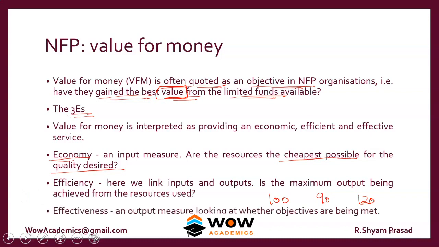And the last one is effectiveness. Effectiveness looks not at the number of people being treated, but whether the hospital has finally achieved its objective. What is its ultimate objective? To reduce the total number of infections and patients in that area, and to increase their happiness of using the hospital service. So that's what is called effectiveness.